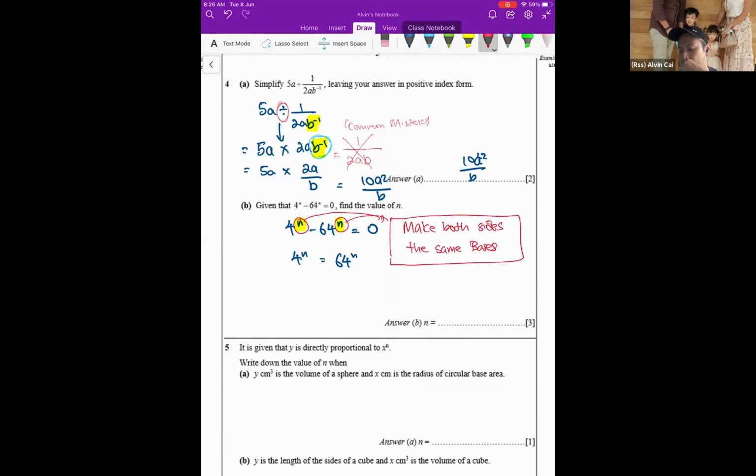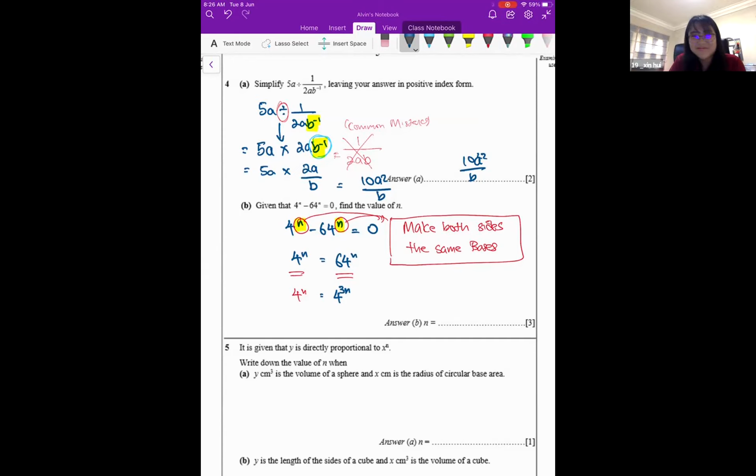Make both sides the same base. Both sides should have only one term, one term here, one term here. So after that, we change both sides to the same base. So 64 is 4 to the power of n. You're correct. Then after that, we continue. So equals to. Nobody responded, but 4n equals to 4 to.